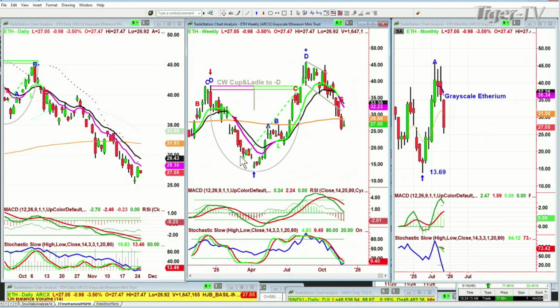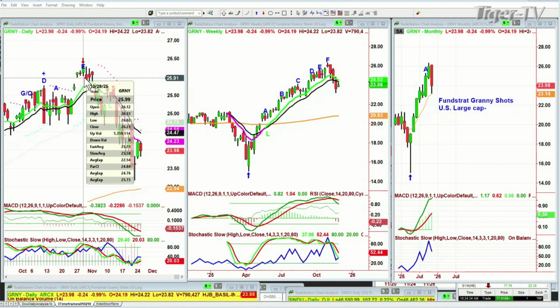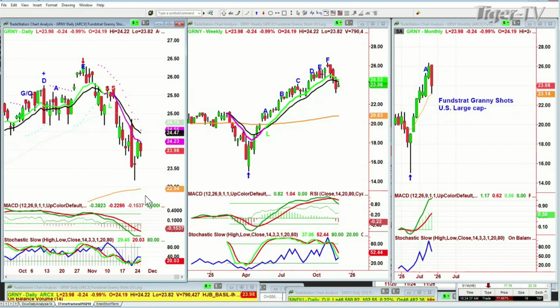So here's the Grayscale Ethereum. Yeah, good candle yesterday, just struggling. Let me just go to Granny. I can't remember. Is this the one that has all sorts of, yeah, Granny is the fund strat. Granny shots, US large cap. Yeah, this just has other things in it. Made a peak E-top right there in the 26s, right on the 29th of October, comes down all the way. That's down to the 22s. That's 4 points. That's 15%. That's a big move. Yeah. No, I don't remember, I don't have it here.